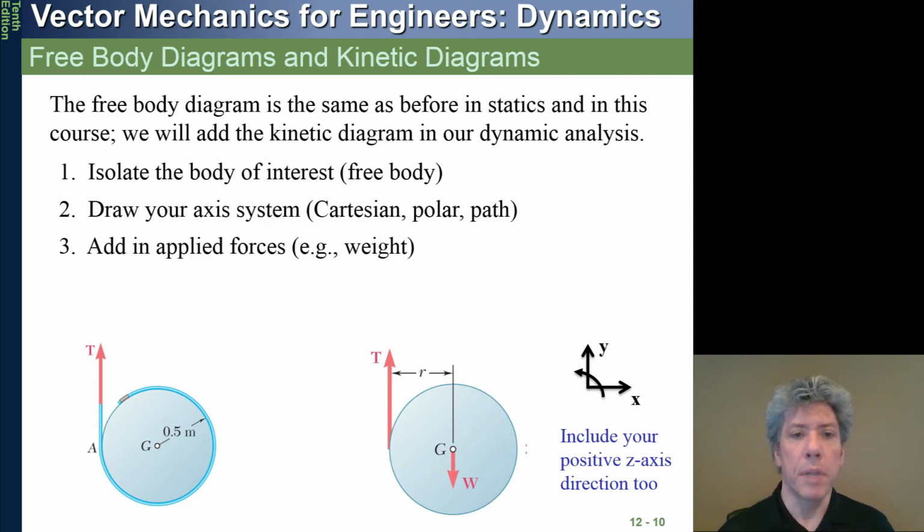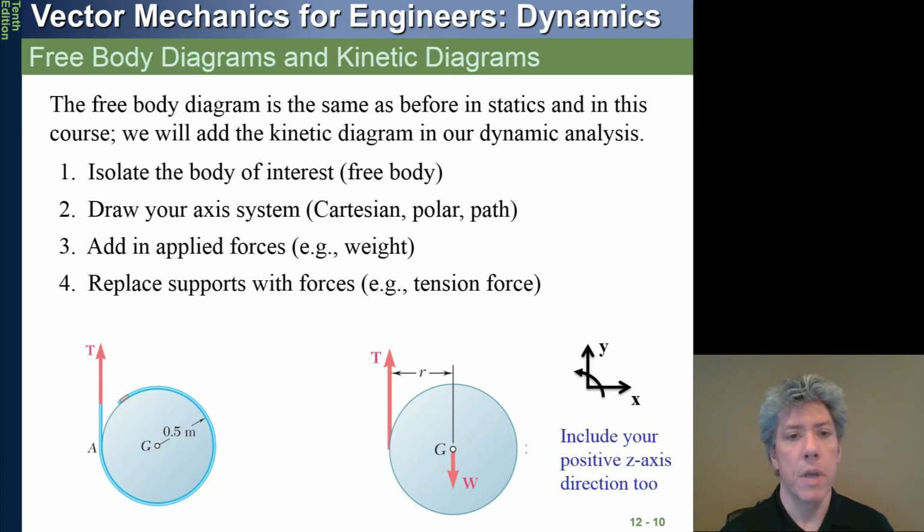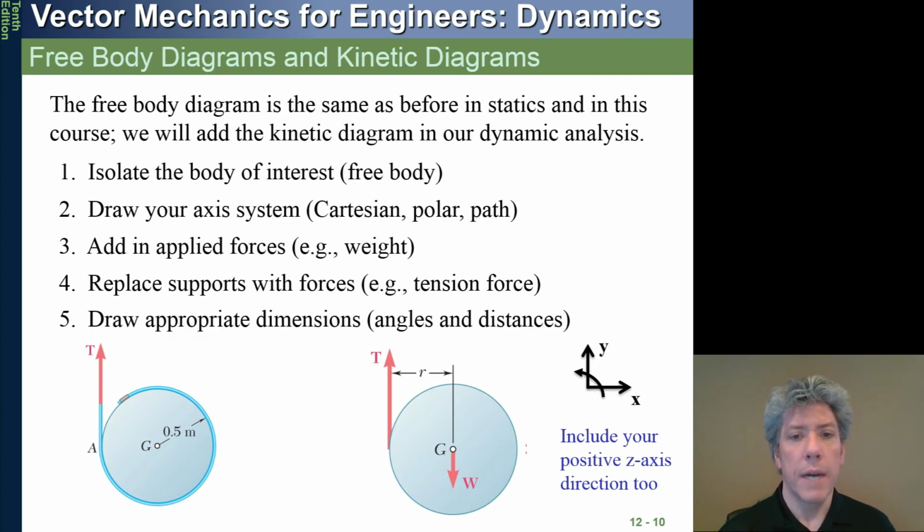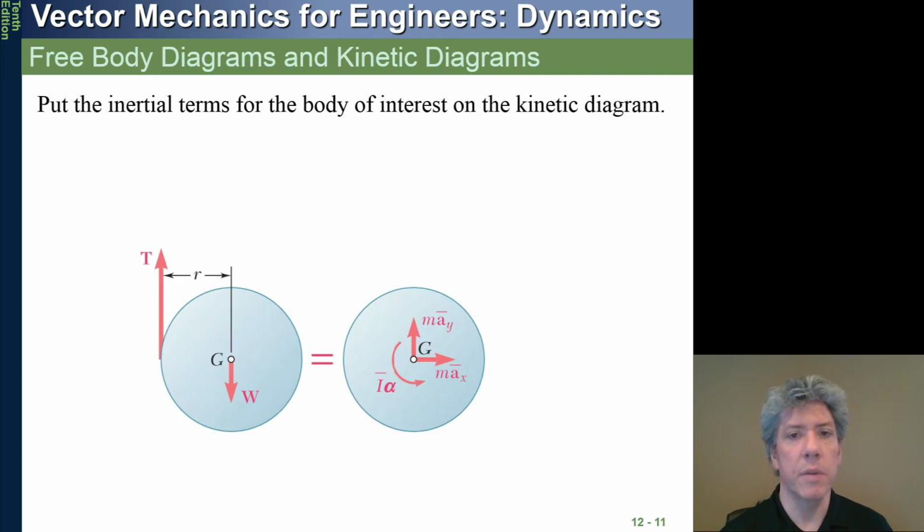Apply all of the forces, so weight, tension, all of these things, and then replace all the supports with forces. Okay? Finally, draw any dimensions, angles, distances, anything like that that we need, and then put on the inertial terms. So on the left-hand side of this equation, we have the sum of forces, and on the right-hand side, we have the resulting angular and linear accelerations.